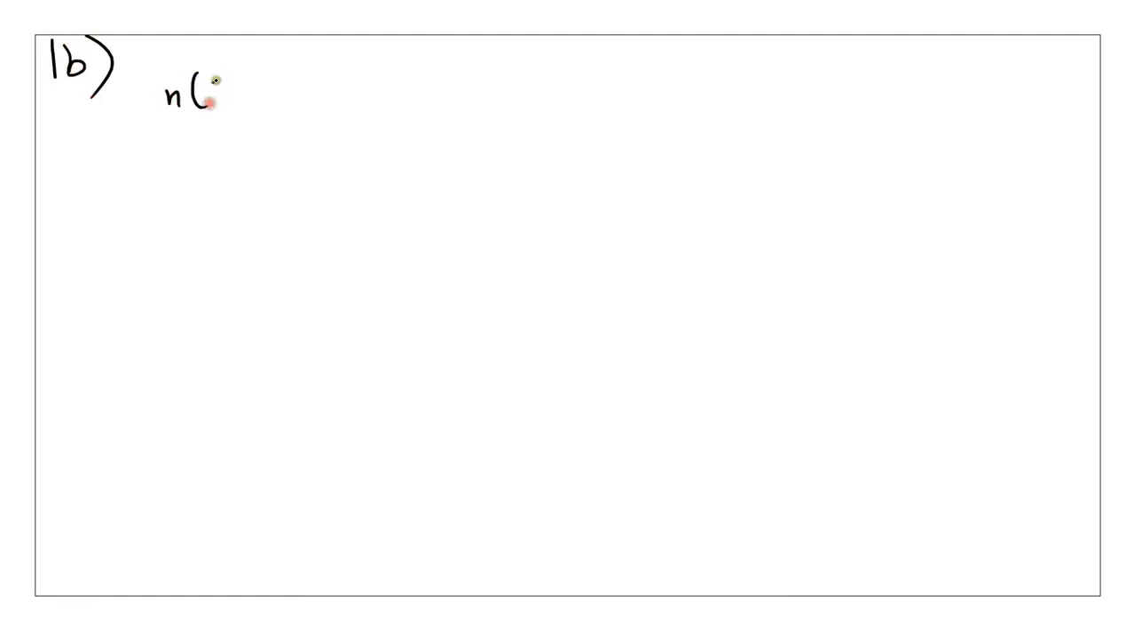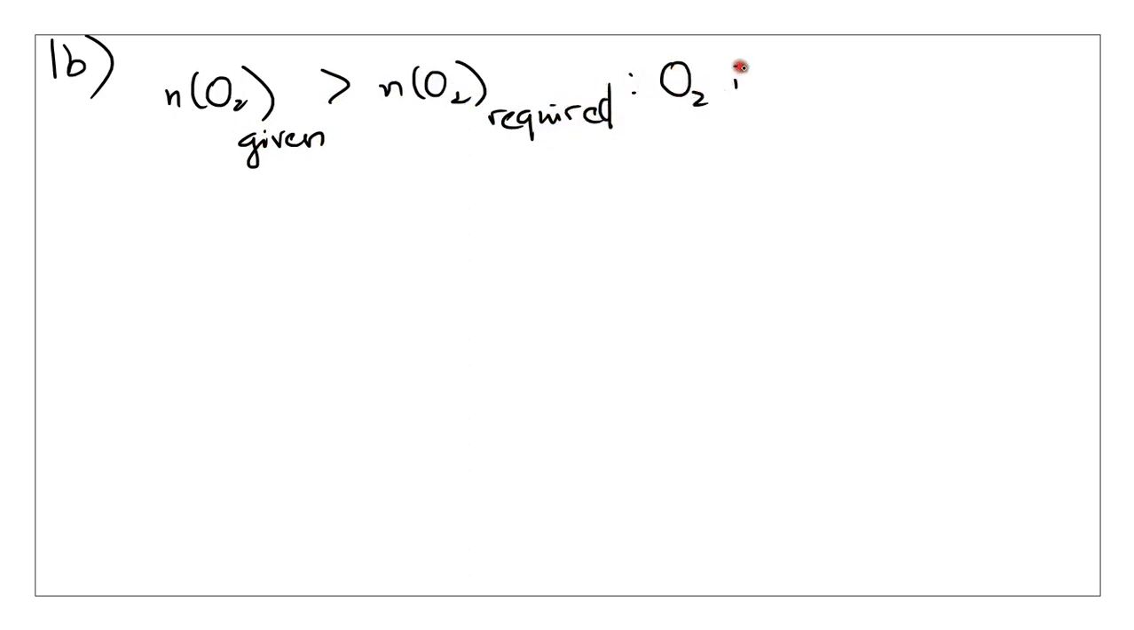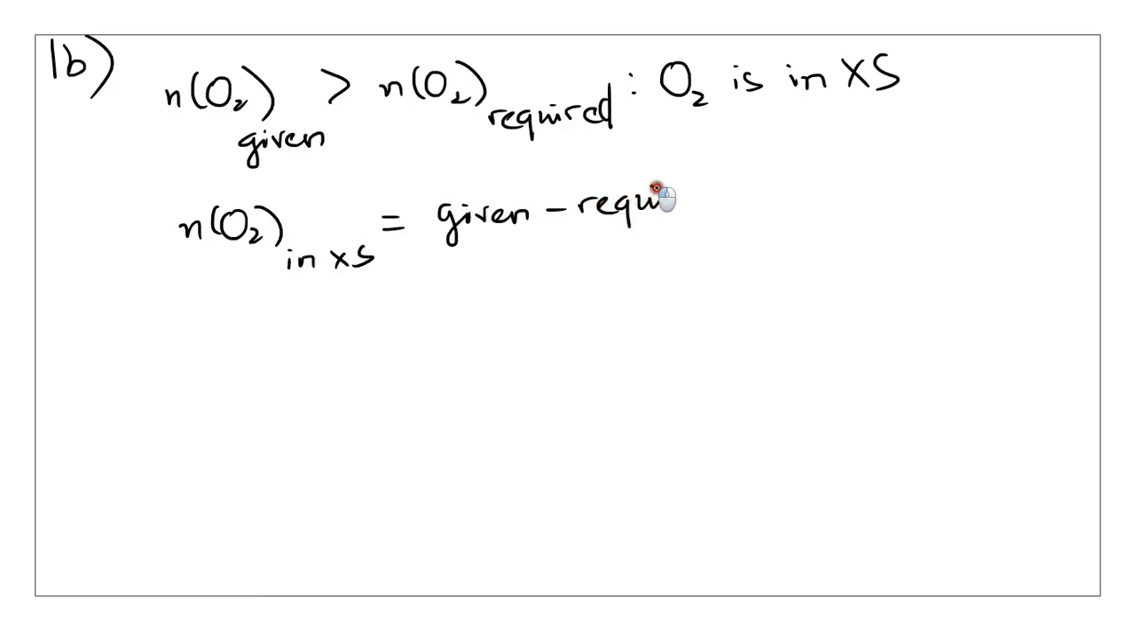So O2 given is greater than O2 required, which means that O2 is in excess, and you can even work out the amount that is in excess. The number of mole of O2 in excess is going to be the amount given minus the amount that is required, which is the amount that you will use, which I think was 1.75 minus 0.625.